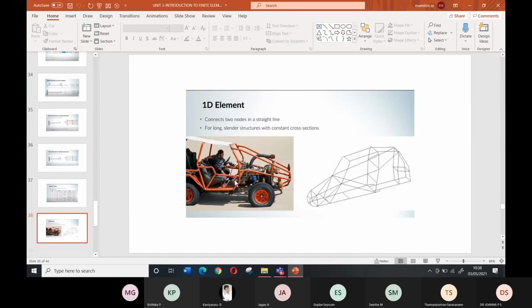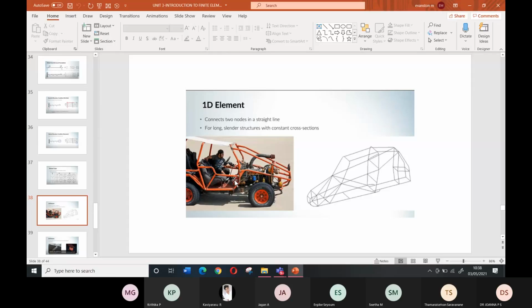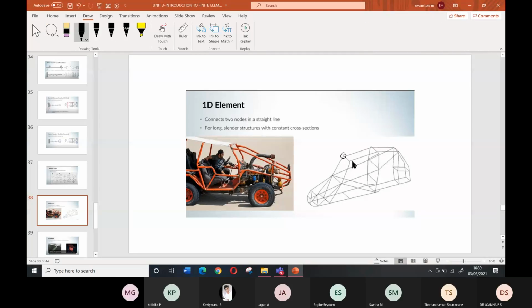Truss means you will have an axial compression or elongation. If you take that one, I can consider different nodes. So I can consider one node here, one node here, but it's a linear one. It's a linear line. This is a 1D truss element. So in a 1D truss element, I can find out only the axial compression or tension. This is the thing you have to find out.